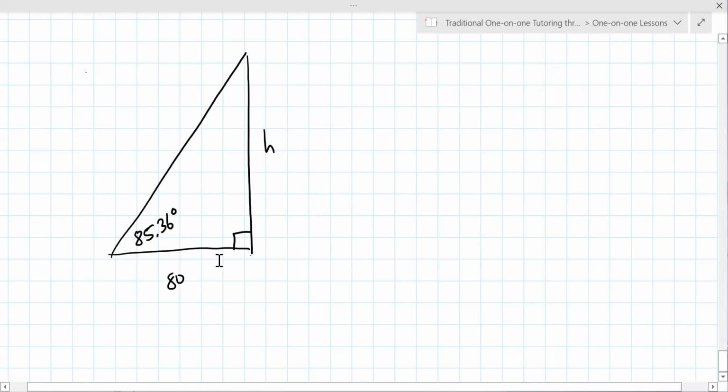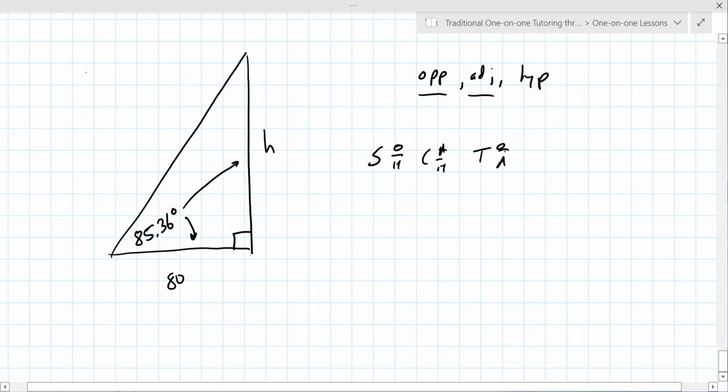Now relative to this angle, the angle right here on the lower left, what is H and what is 80? Your possible answers are opposite, adjacent, and hypotenuse. Based on the angle given, 85.36, H is the opposite, 80 is the adjacent. Very good. Now, which of the three trig functions, sine, cosine, and tangent, uses opposite and adjacent? Tangent.